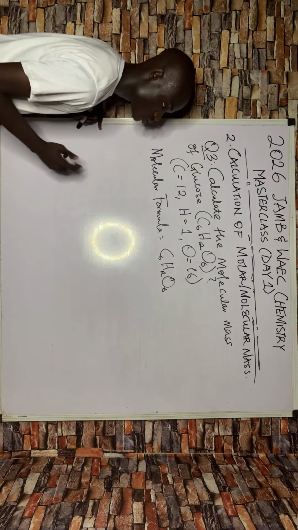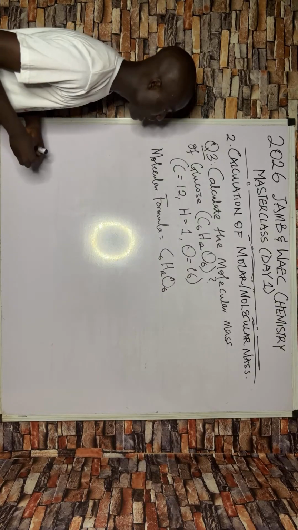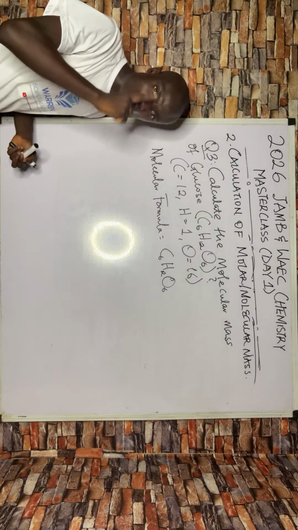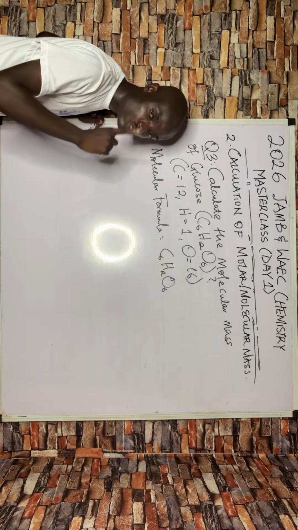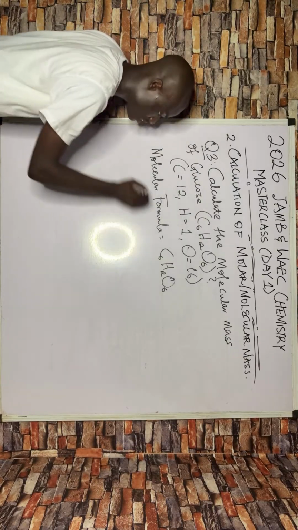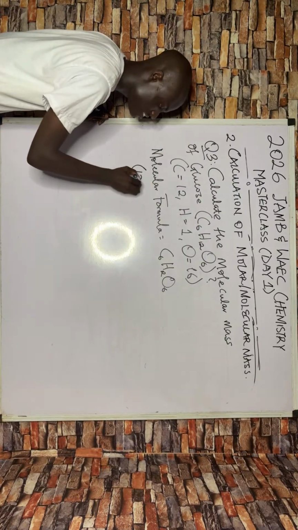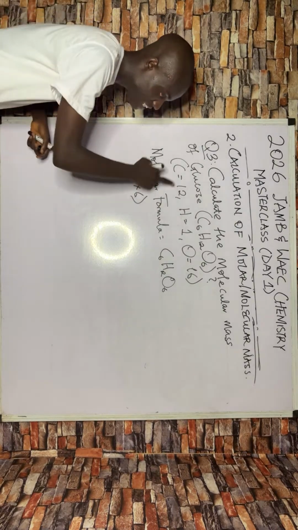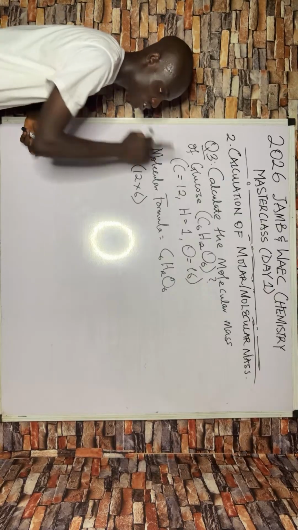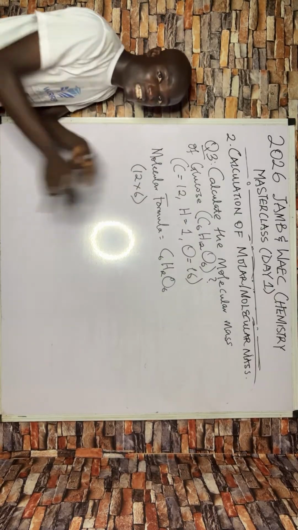C6H12O6. So what do we do? Now this tells us that one atom of carbon is 12, but mind you, we have 6 atoms. So the mass of these 6 atoms will be 12 times 6.